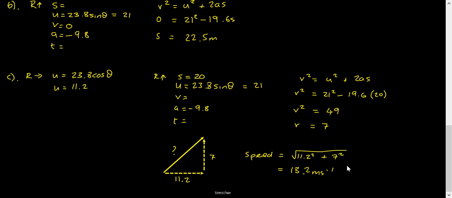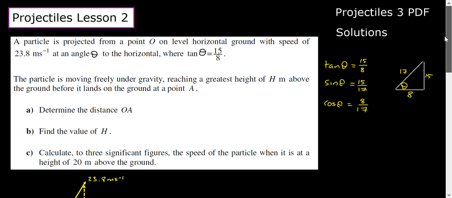So there we have all the classic parts of projectiles. We have lots of resolving vertically, mainly resolving vertically. Then we have our horizontal resolving as well, where we just have to remember there's no acceleration and we're using a constant speed. And then if we're asked for a speed at a certain point in time, then we can use Pythagoras' theorem by working out horizontal and vertical velocities. So there we have it.